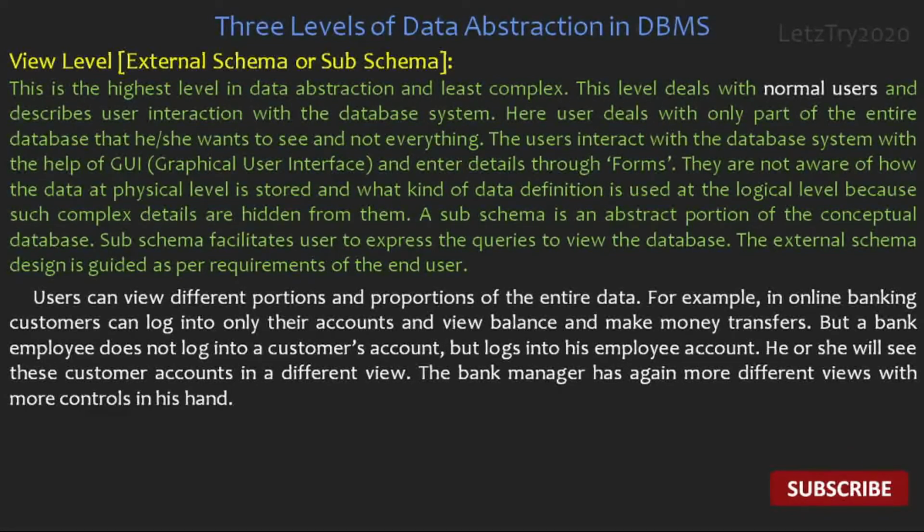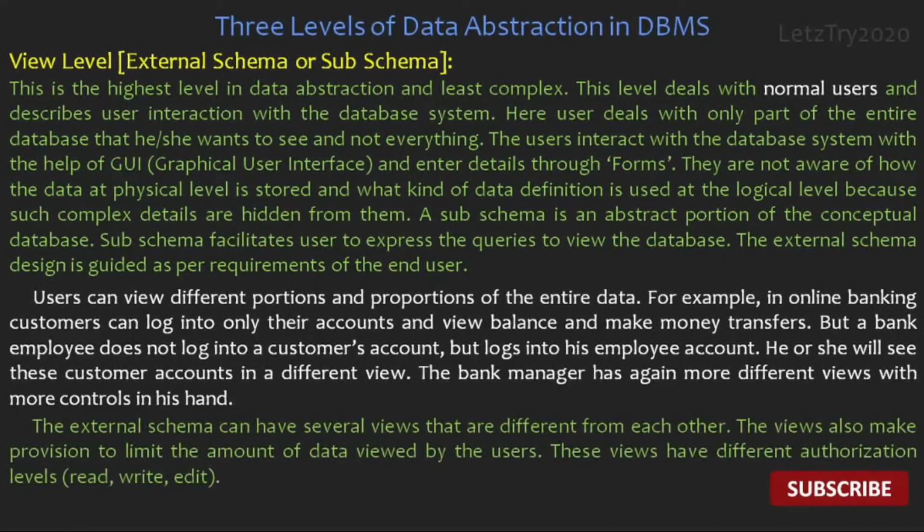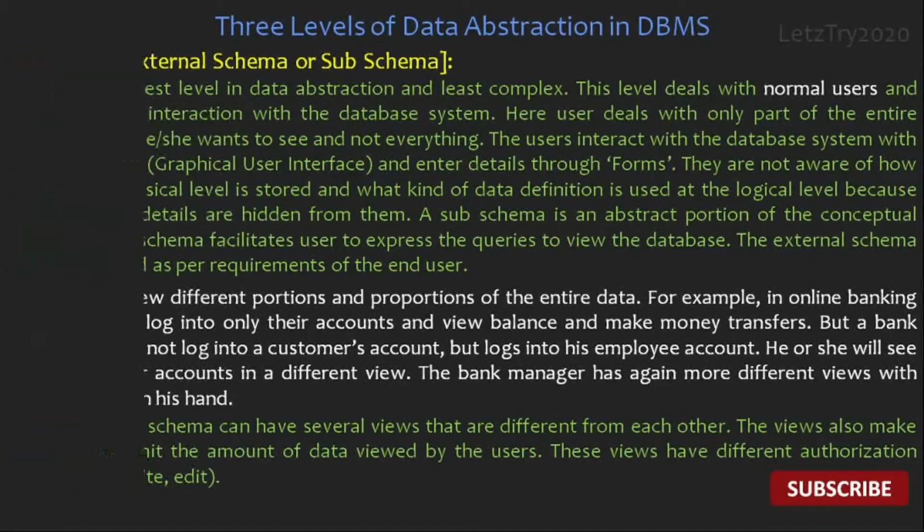For example, in online banking, customers can log into only their accounts and view balance and make money transfers. But a bank employee does not log into a customer's account but logs into his employee account. He or she will see these customer accounts in a different view. The bank manager has again more different views with more controls in his hand. The external schema can have several views that are different from each other. The views also make provision to limit the amount of data viewed by the users. These views have different authorization levels, that is, read, write, and edit.